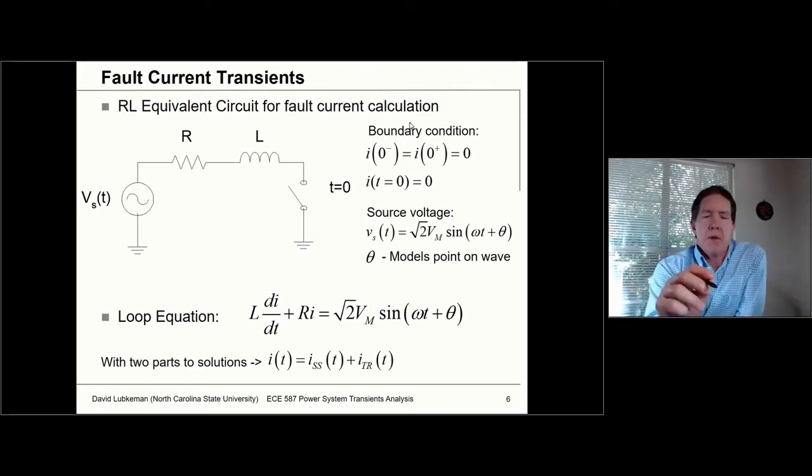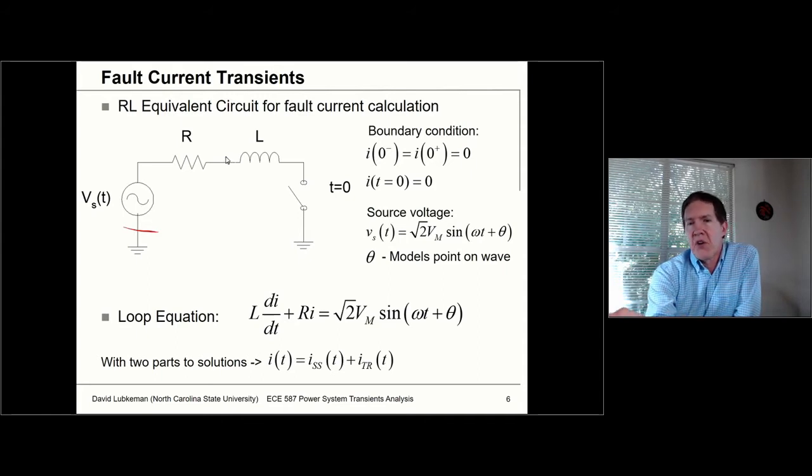So we'll use a very basic model for the source. Basically, we'll use a Thevenin type of equivalent, and the Thevenin equivalent is going to have a voltage behind a resistance and an inductance. And the assumption we'll start off with is that at some point we're going to close this switch, and this is going to represent the initiation of the fault.